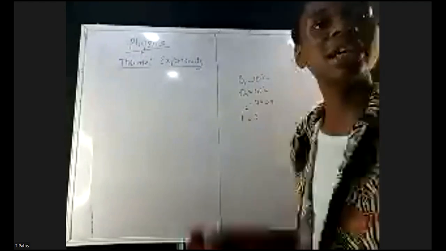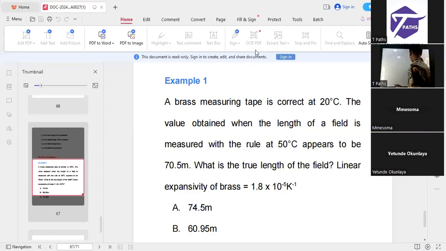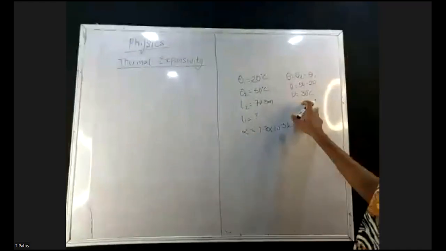Now the question says the linear expansivity of brass is 1.8 times 10 to the power minus 5. So I have my linear expansivity, my final length, final temperature, initial temperature, and this is my initial length which I'm asked to look for. First I want to find my theta. Theta is the change in temperature, right? So theta is equal to theta 2 minus theta 1. My theta 2 is 50 degrees Celsius, while my theta 1 is 20 degrees Celsius. So theta is equal to 50 minus 20, 30 degrees Celsius.